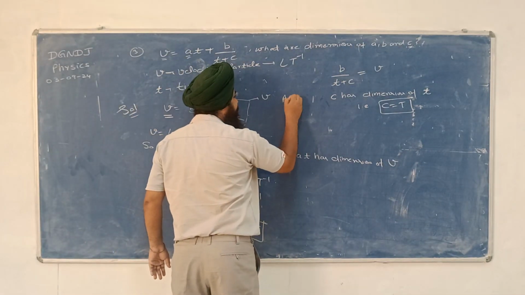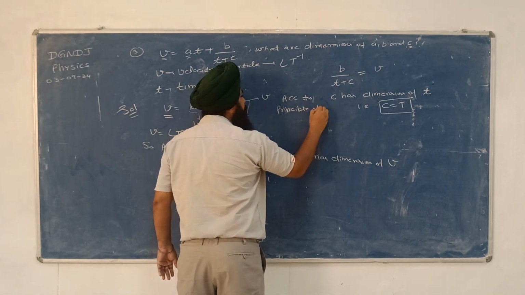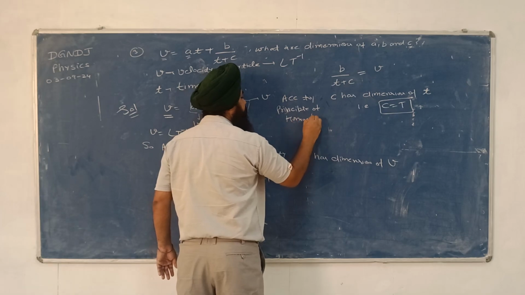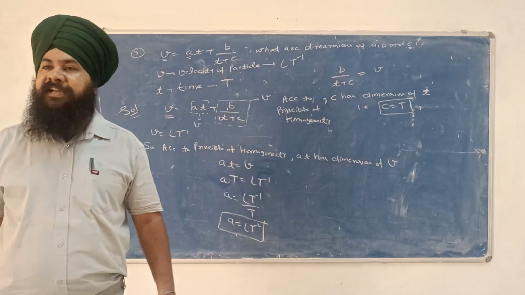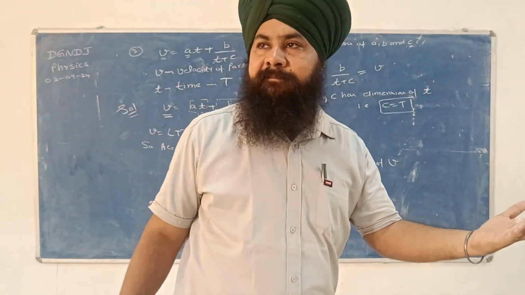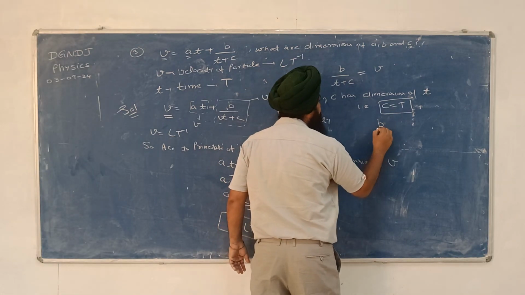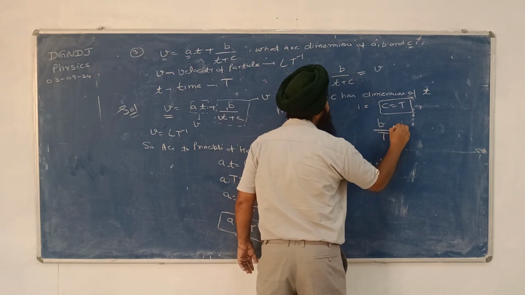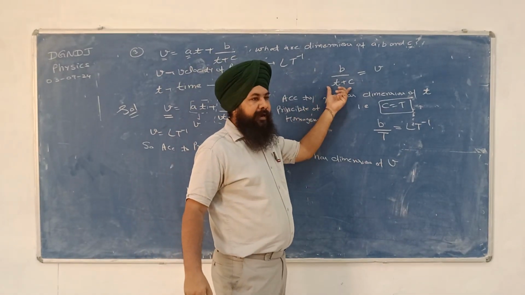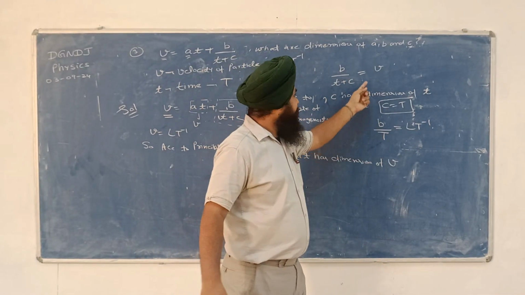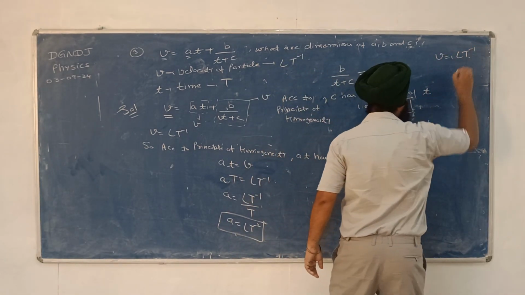Now I will write here according to principle of homogeneity. According to principle of homogeneity, c has a dimension of time, that is c is equal to t. तो इसका मतलब मैं इसको ऐसे लिख सकता हूँ. Can I write this? b by t is equal to lt minus 1. This is time, and time has dimension formula of t. This b has dimension formula lt minus 1.